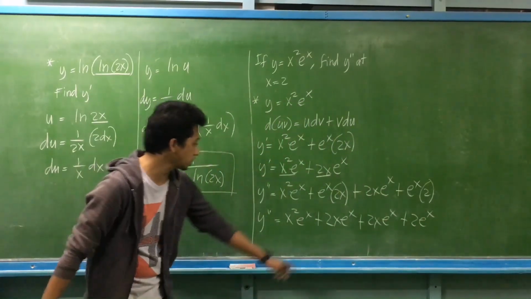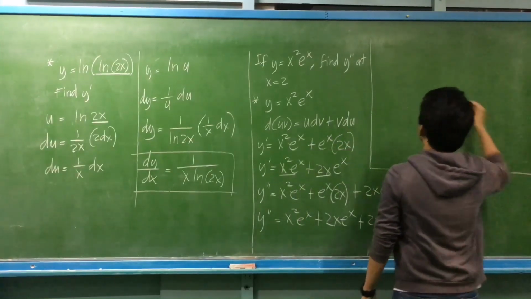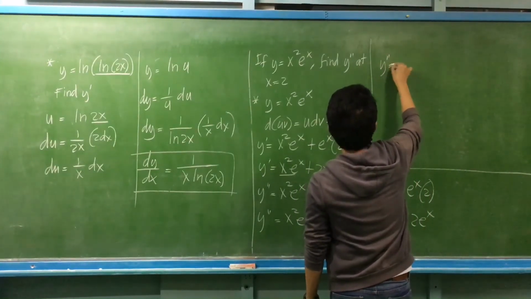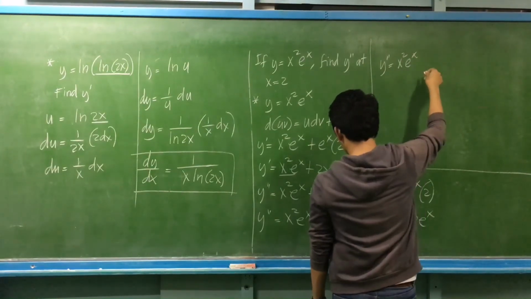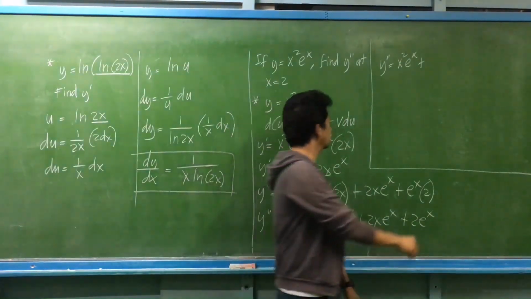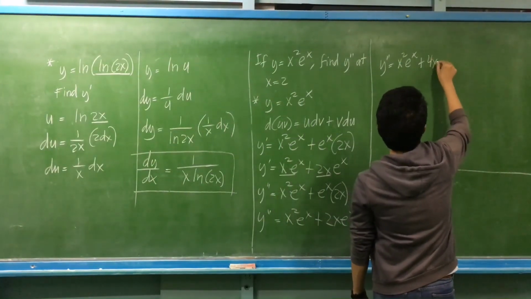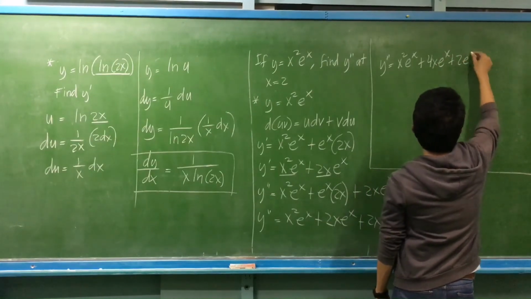I think we can combine these terms. So we have the equivalent of y double prime is equal to x squared e raised to x plus 4x e raised to x plus 2 e raised to x.